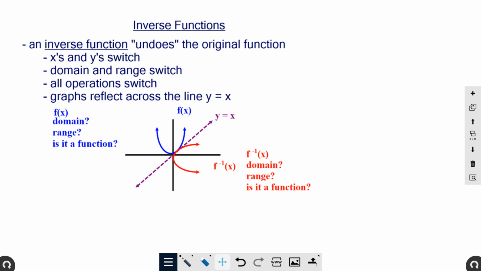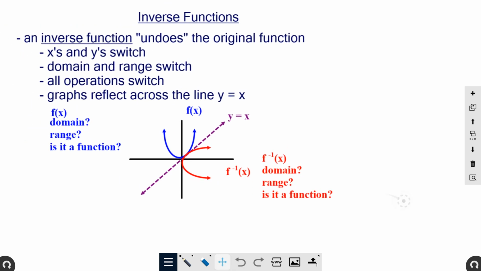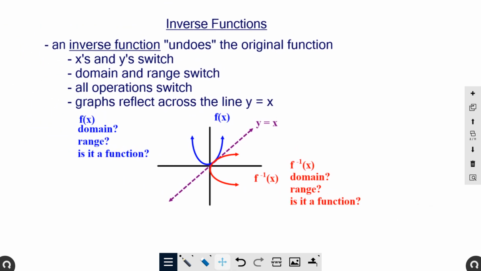So today is all about inverse functions. Now think about the word inverse. What is the inverse of something? It's the opposite. Exactly right. So when you hear inverse functions, think about the opposite. The inverse function undoes the original function.